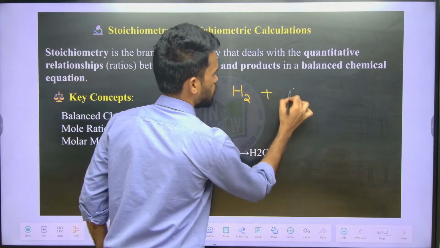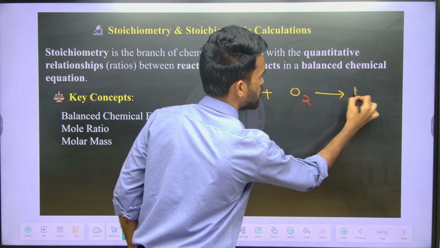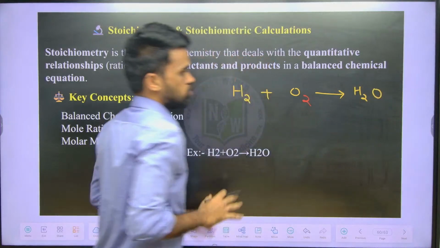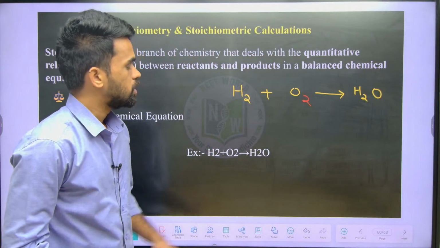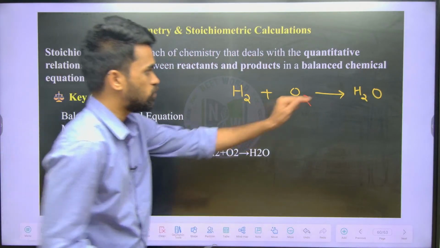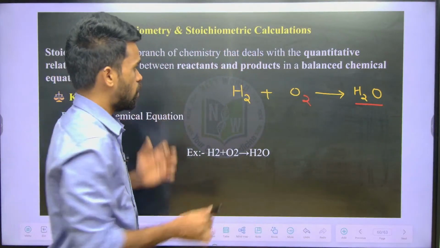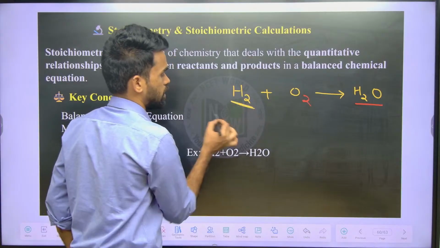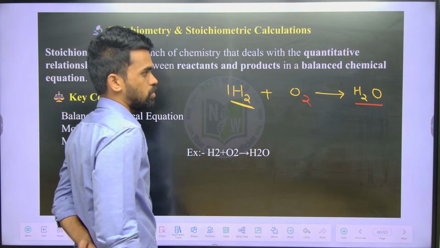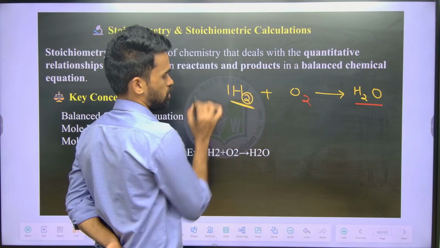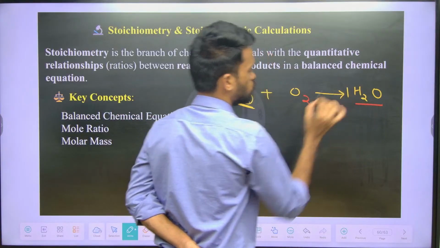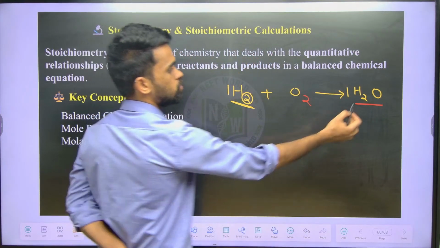H2 plus O2 gives rise to H2O. During a reaction, this is the reaction we are doing to form a water molecule. First of all, balance the equation. How many hydrogens are at the reactant side? 1 hydrogen molecule, H2, means 2 hydrogen atoms. So this side also should be 2.